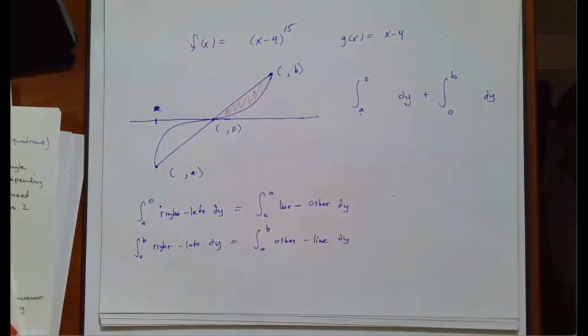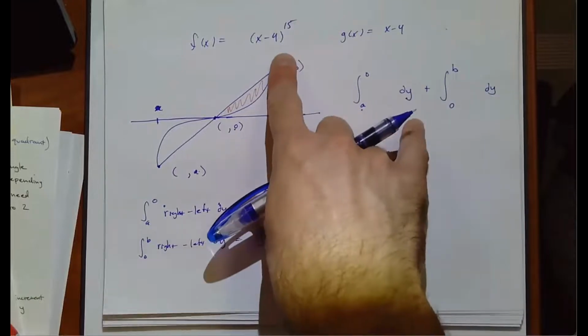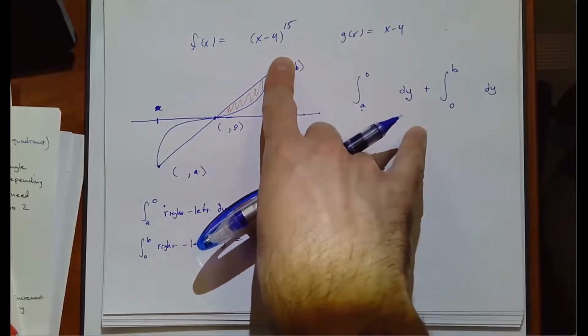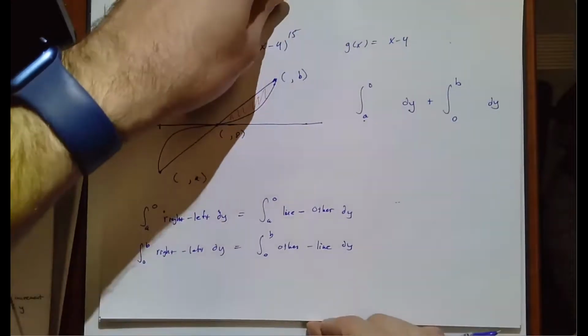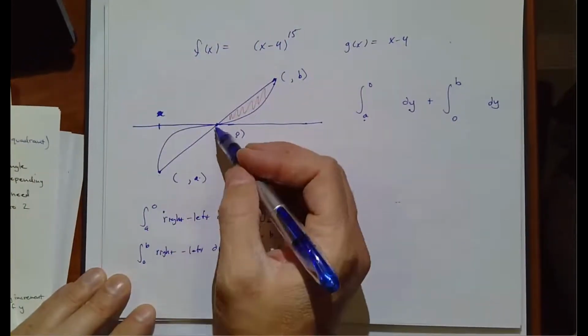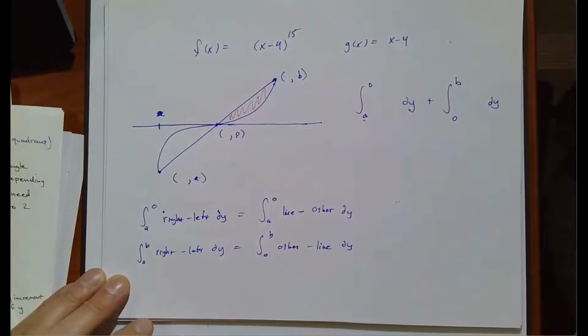So we have a few jobs to complete. We have to figure out what a and b are, which isn't as bad as it sounds. And then we have to rewrite these functions as functions of y. Okay, so let's find a and b. To find a and b, you're just finding where these functions intersect each other.